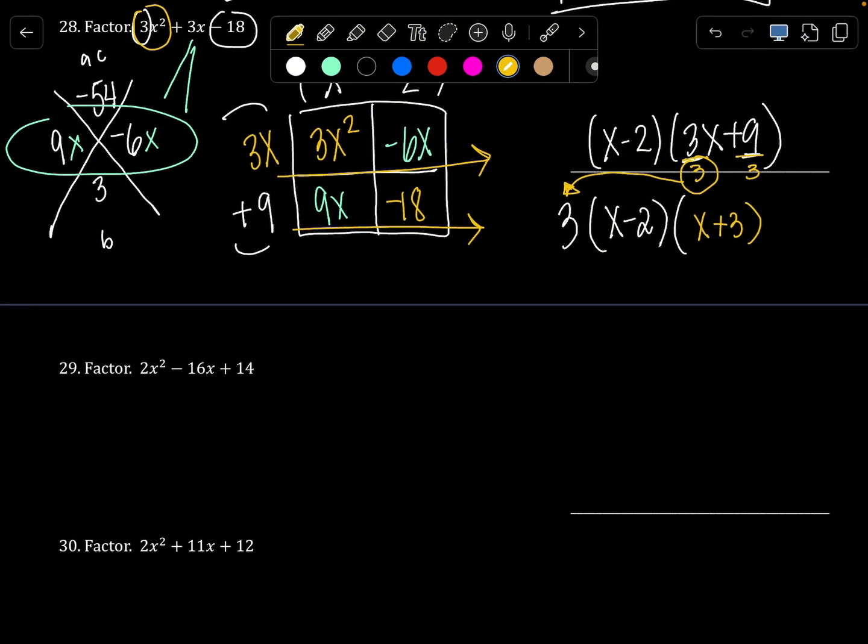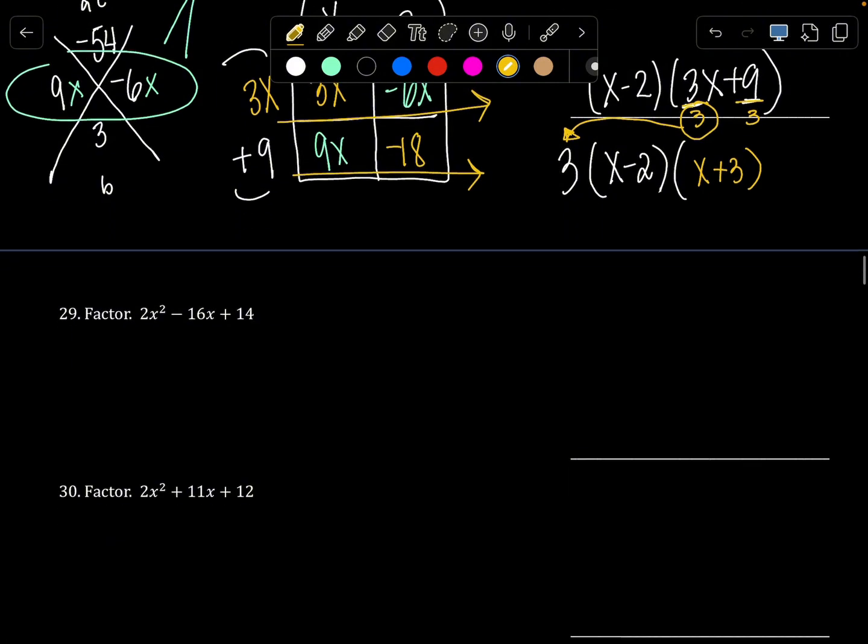Now for 29, I'm going to show you how to do it when you do take out a GCF from the beginning, and you'll see that we get the same exact answer. You guys ready? All right, here we go.